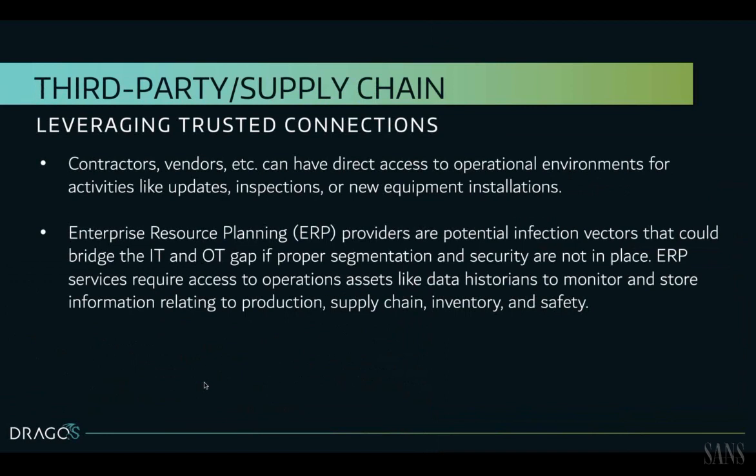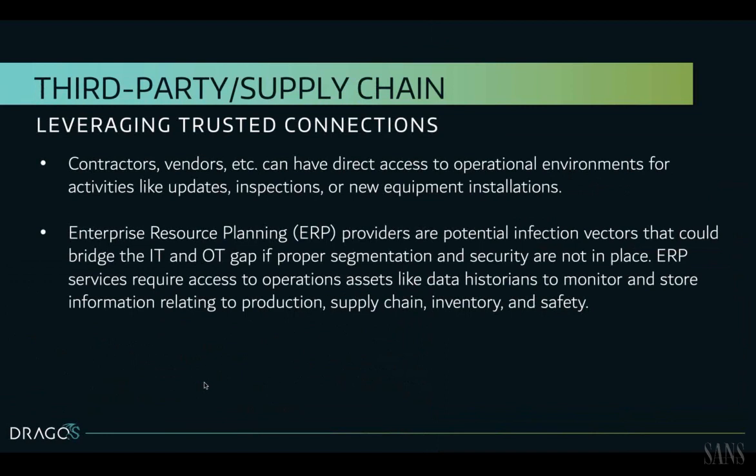So moving on to discussing third party and supply chain. Essentially, adversaries can leverage these trusted connections between the asset owners and operators and their vendors or their contractors to enable access. These types of third-party connections, whether it's contractors, vendors, et cetera, often have direct access to operational environments for activities like updates, inspections, or new equipment installations.